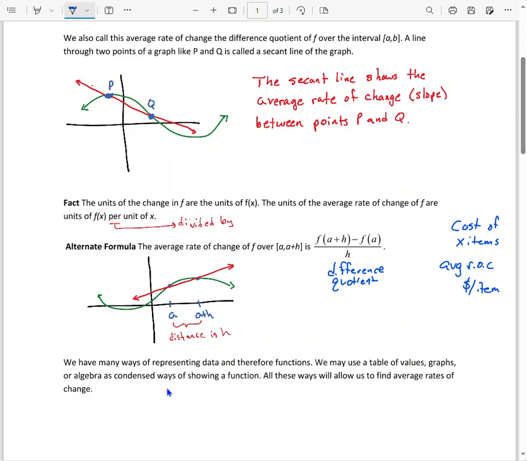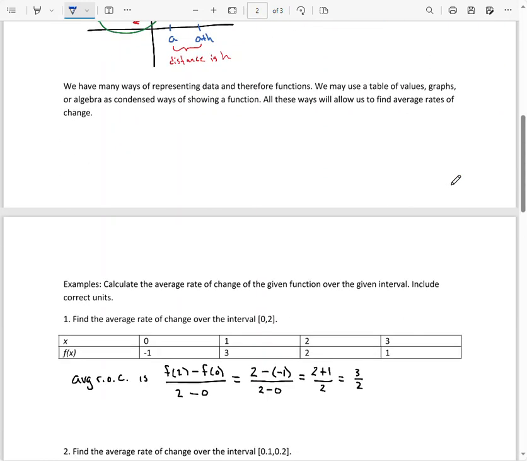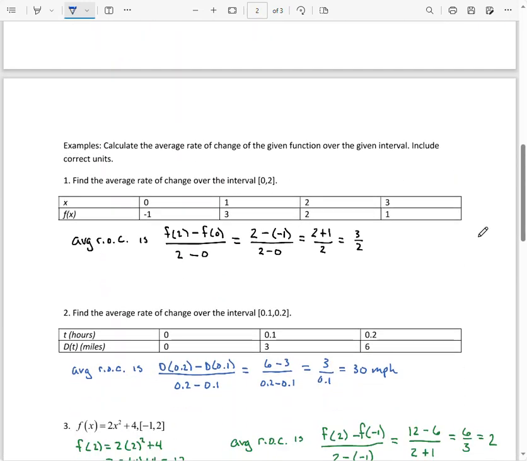We have many ways of representing data. We have many ways of representing functions. So in this average rate of change, we're going to be using table of values, graphs, algebra, and all of them will show us the same thing. So let's look at some examples. Let's look at tables first. Calculate the average rate of change of the given function over the given interval. Include correct units.